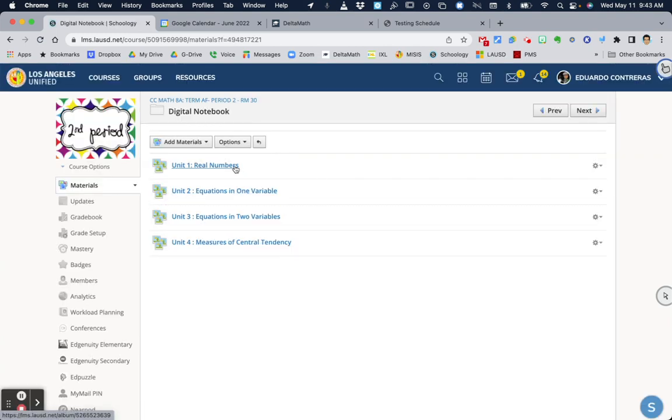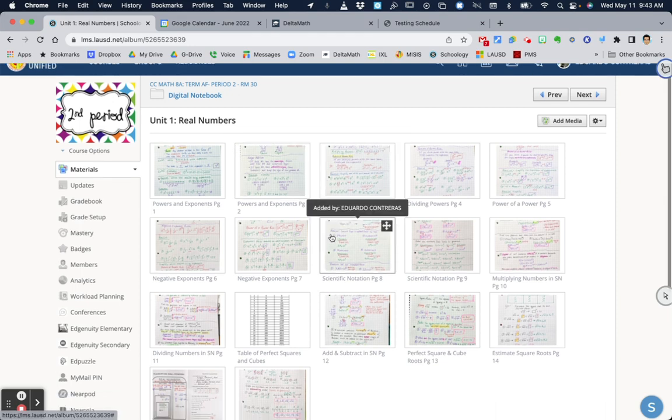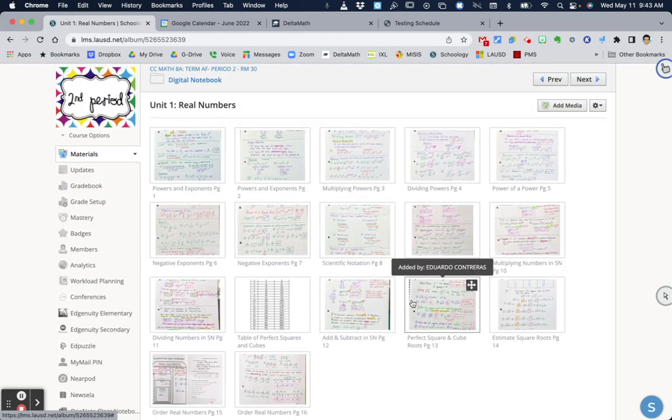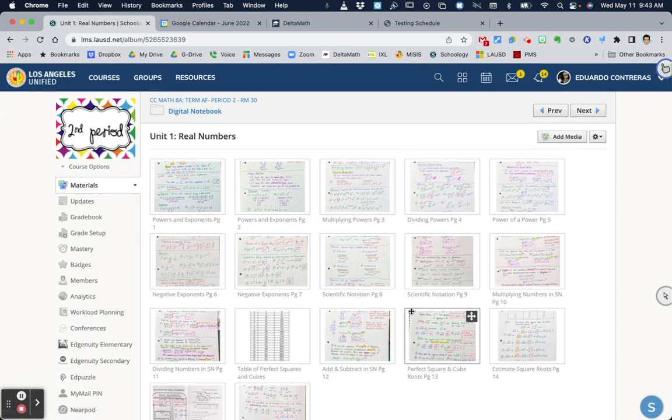which is here. And we covered real numbers, equations in one variable, equations in two variables, and a very small unit on measures of central tendency. So, for example, the prep we're going to do today is going to be on real numbers. So this would come in handy. These are all the notes on real numbers. Powers and exponents, negative exponents, scientific notation, all of that stuff we did. So that would come in handy. All right. So now you're welcome to use that anytime when you're doing prep.